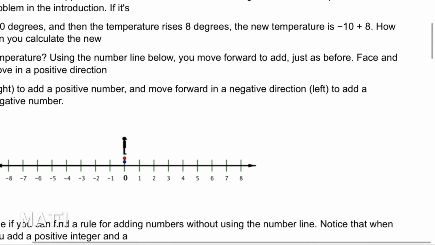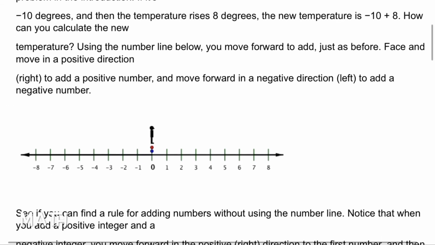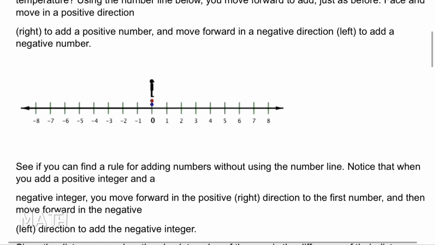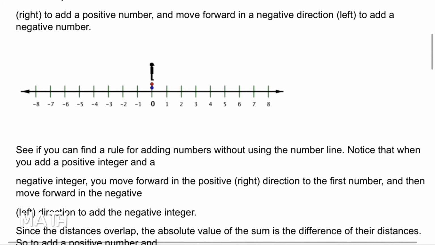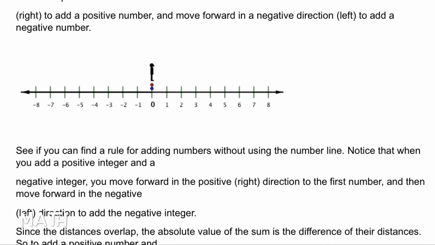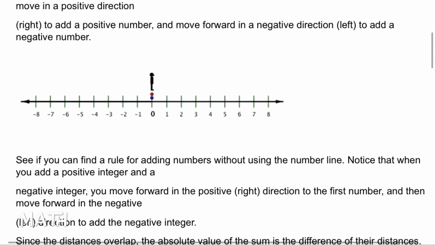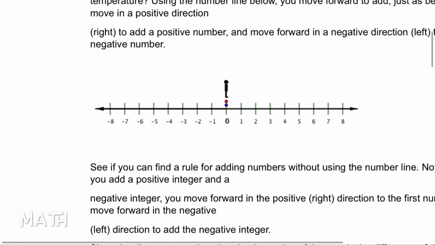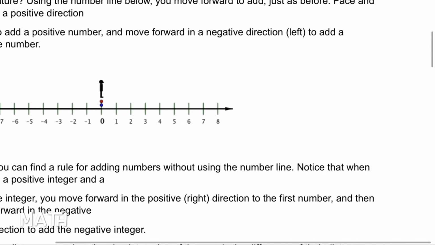Using the number line below, you move forward to add just as before. Face and move in a positive direction, right, to add a positive number, and move forward in a negative direction, left, to add a negative number. Okay, so there's the 0. And if you want to go to a positive number, you'll move right. If you want to go to a negative number, you'll move left.